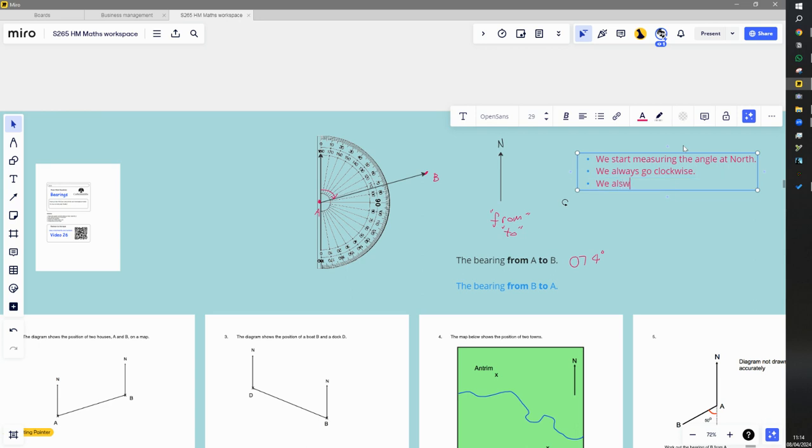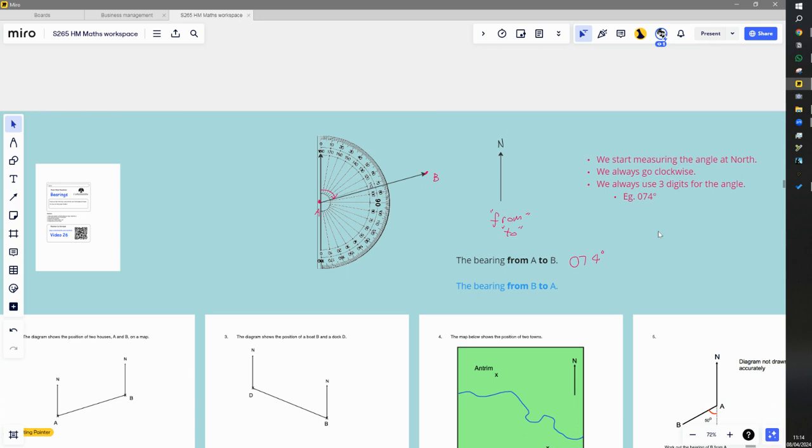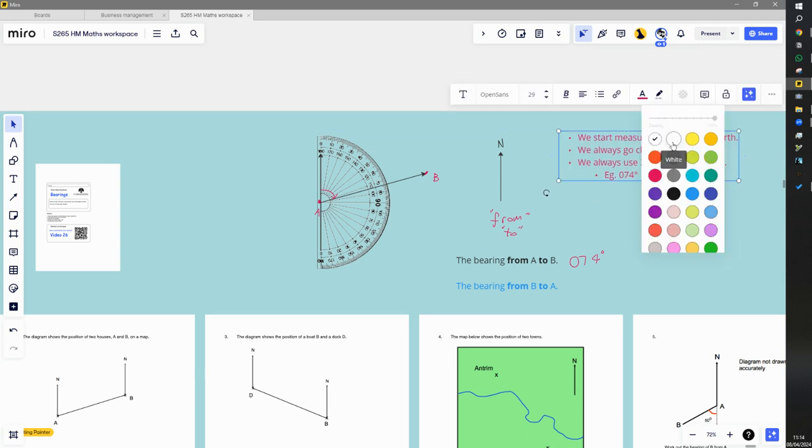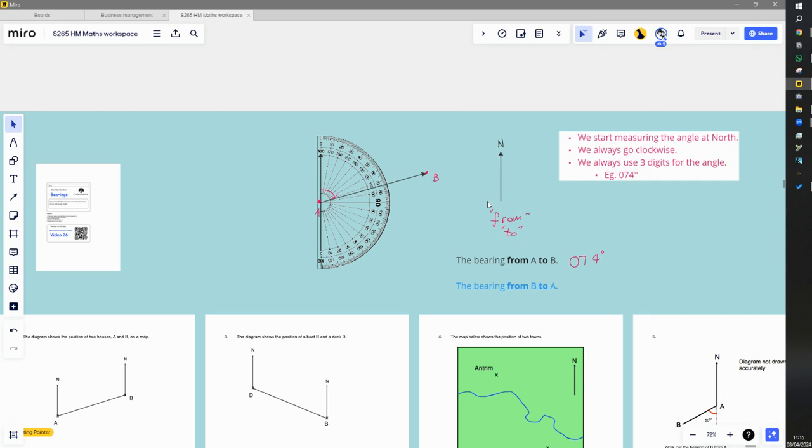And we always use 3 digits for the angle. So, for example, 074. Let's get the degrees symbol as well. So those are the 3 things I think. I don't think there's anything else we need to think about, but if there is, we'll add it to this.